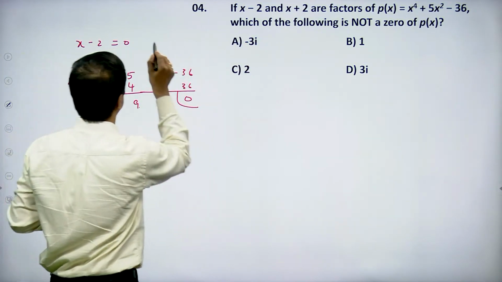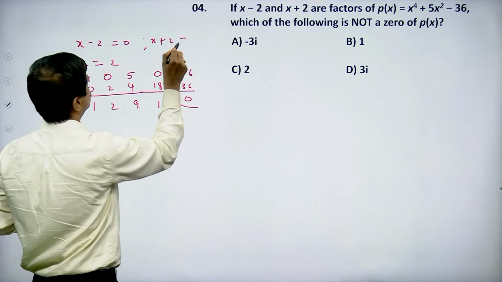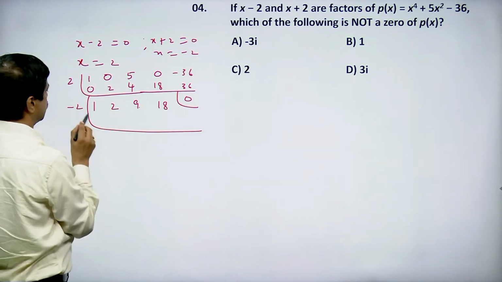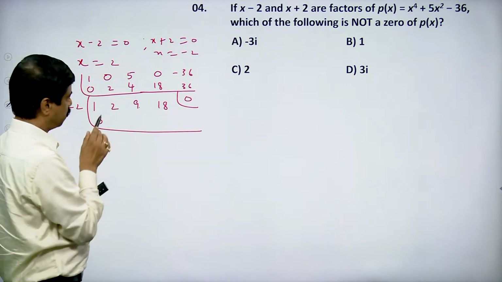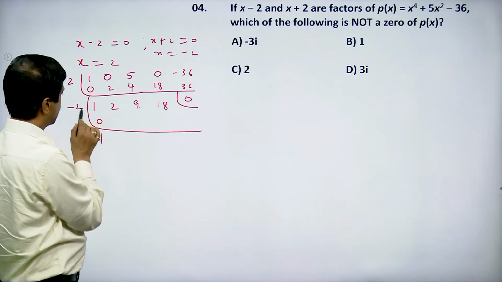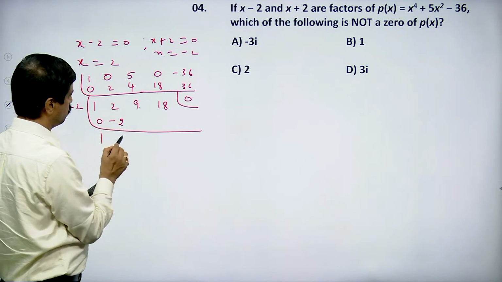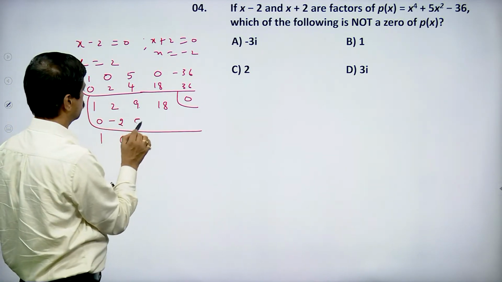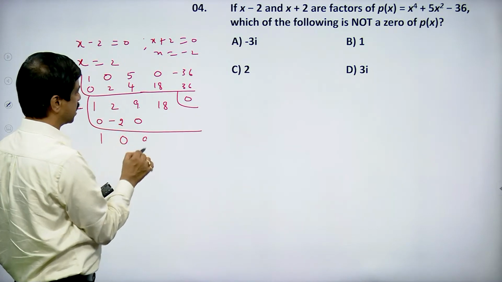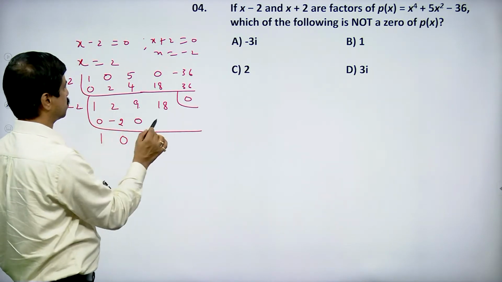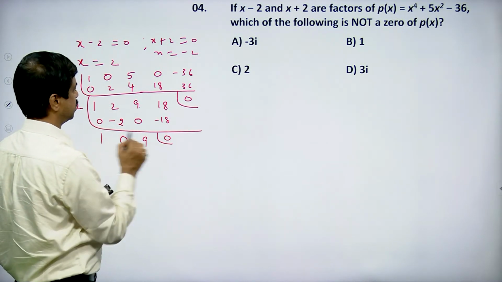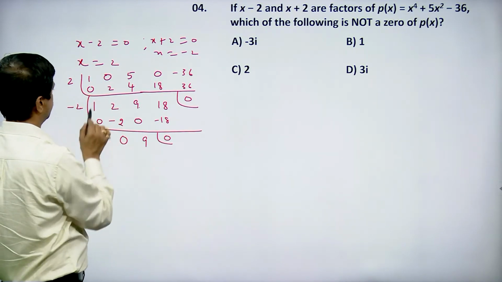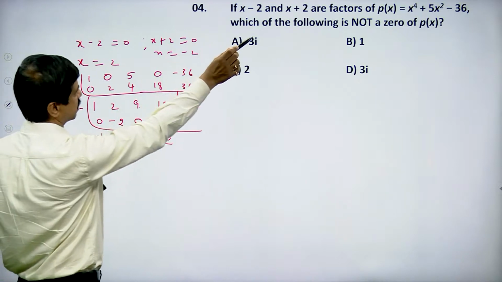Next, x plus 2 is 0, which means x is minus 2. So, I will take minus 2 here. 1 plus 0 is 1. 1 into minus 2 is minus 2. 2 plus minus 2 is 0. 0 into minus 2 is 0. 9 plus 0 is 9. 9 into minus 2 is minus 18. So, answer is 0. Therefore, we got two values as the factors.